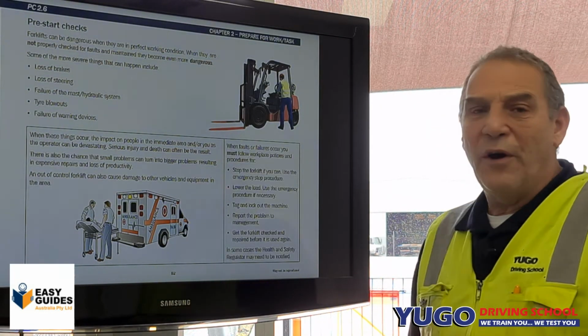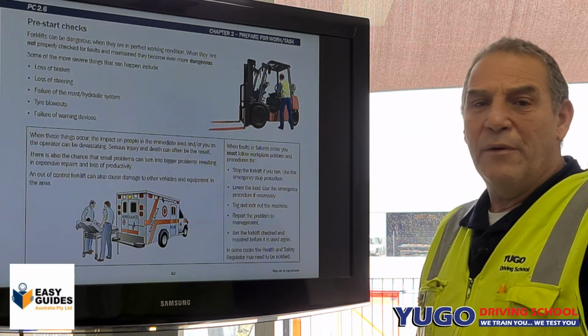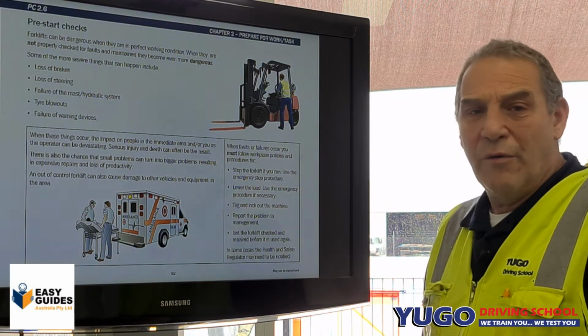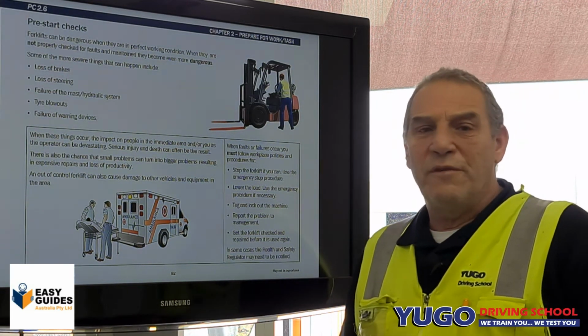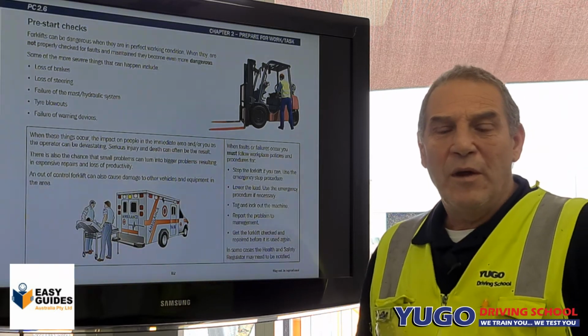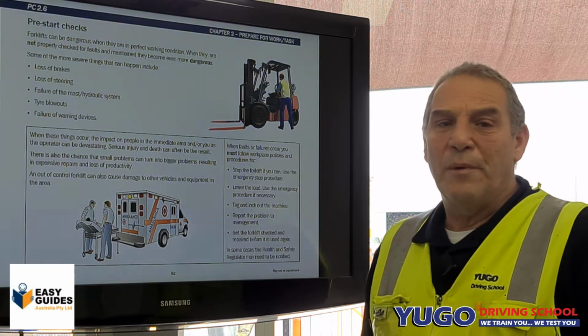And if you find anything wrong with it at this stage, if you're not qualified to repair it, you haven't got the authority to repair it, do not repair it. You tag the machine out of service. You put a service tag on it. You remove the key. You report the problem to your supervisor and you write the problem in the logbook.